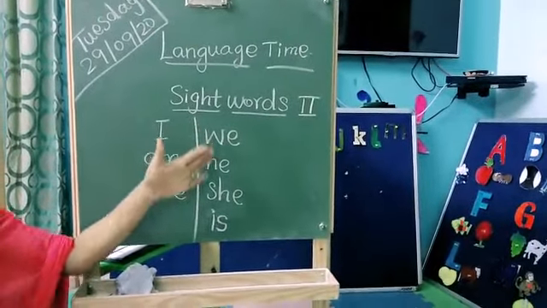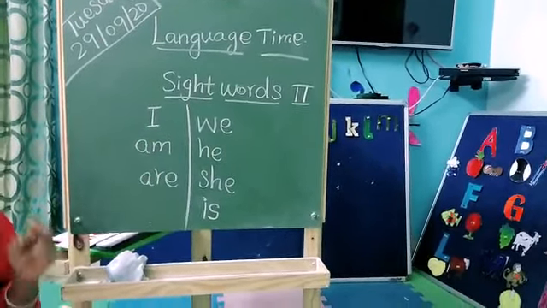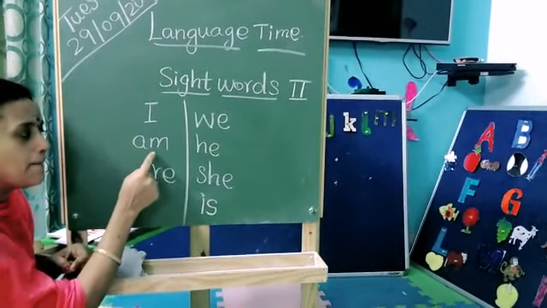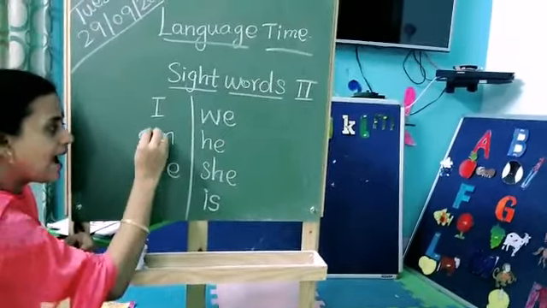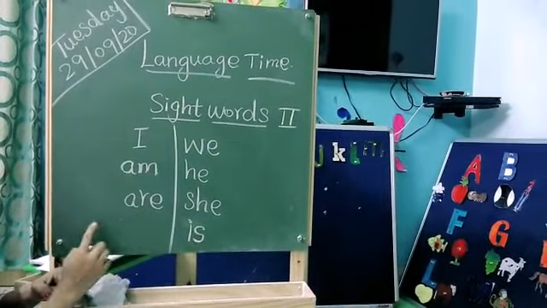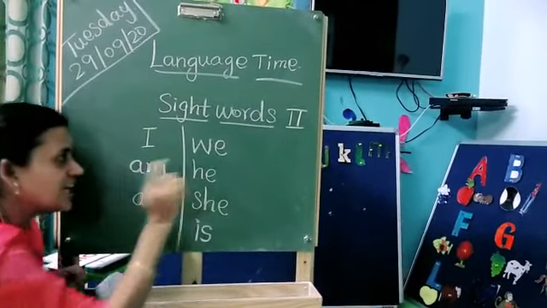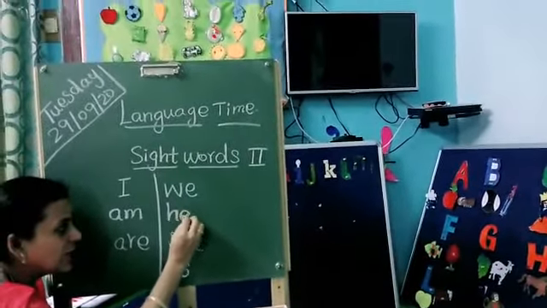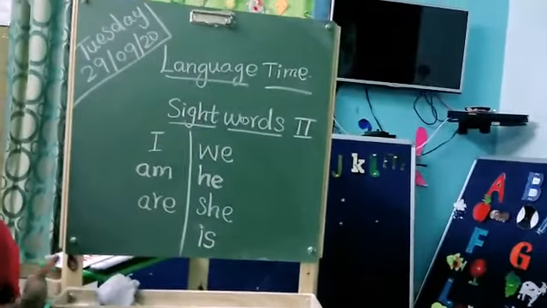Okay, kids, see here. So, today we are going to learn the sight words. See here, come on. I am. So, 2 letters means you have to join the first letter and second letter phonics. Okay, kids, see here. I am. I am. Next, what is this word? R. Next, what is this word? We. Next, what is this word? He. Everybody repeat. What is this word? He. All of you say, what is this word? He. Next, what word is this? She. Everybody say louder. She.